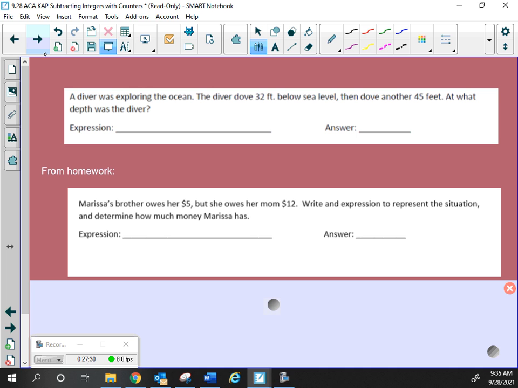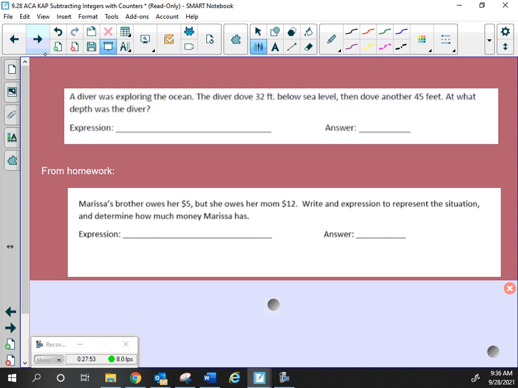A diver was exploring the ocean. The diver dove 32 feet below sea level, then dove another 45 feet. What was the depth of the diver? Okay? So what are some keywords in there? Take a second. I might call on some random people. Stephen, what was one?